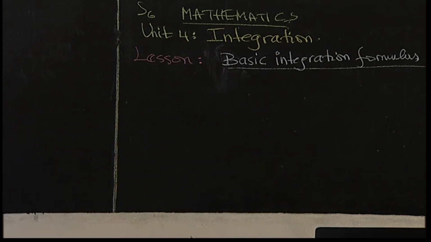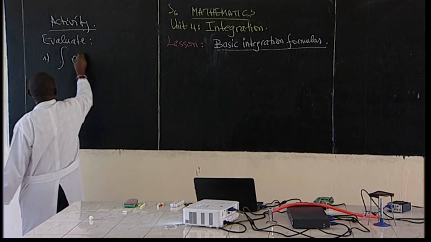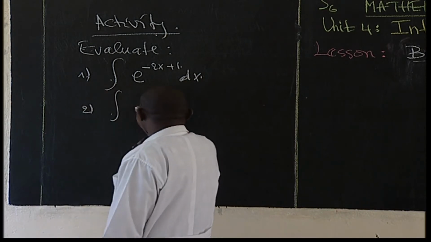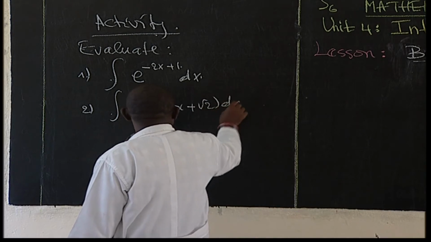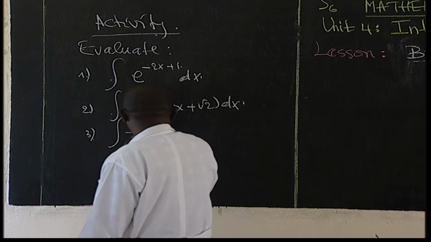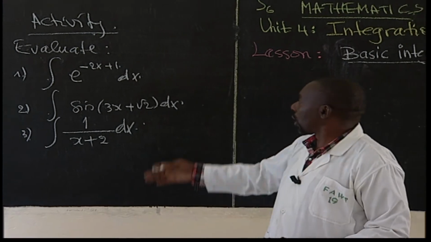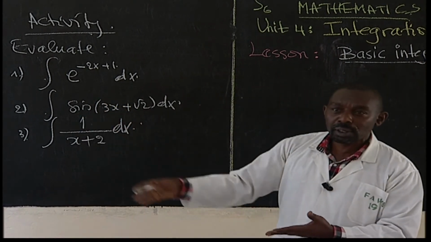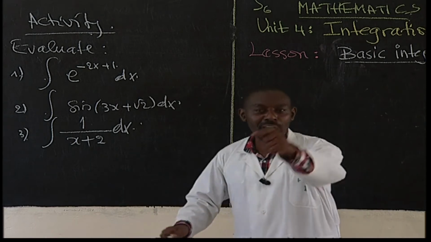Okay, so evaluate. The integral of e power minus 2x plus 1 dx, the integral of sine 3x plus root of 2 dx, and the integral of 1 over x plus 2 dx. I give you just a minute to evaluate these integrals, then together we shall make the correction on the chalkboard to see whether we can continue or repeat the lesson if necessary. But I hope we continue our lesson because the lesson has been understood. You have 1 minute.